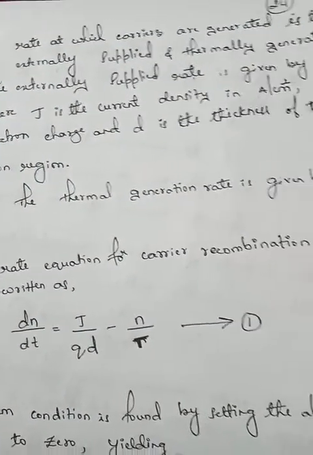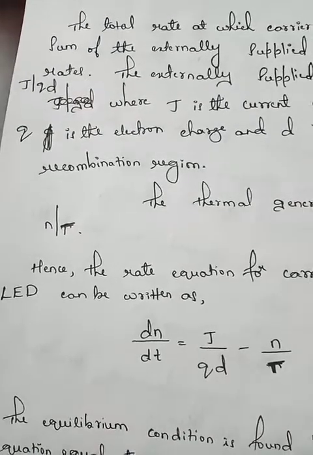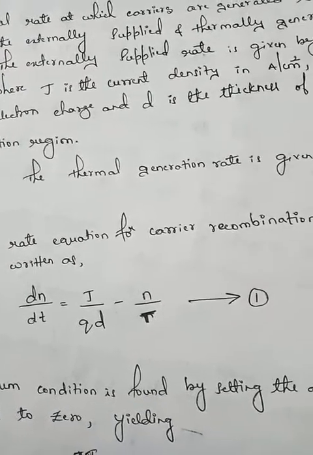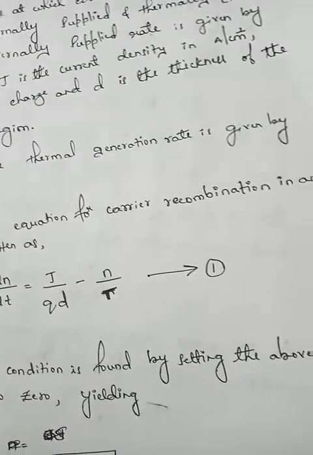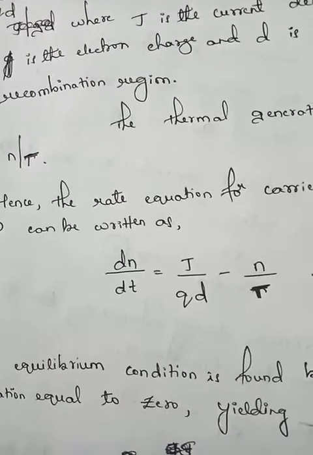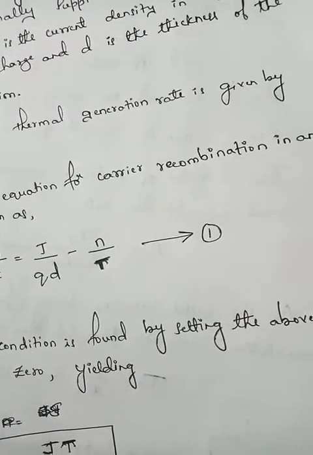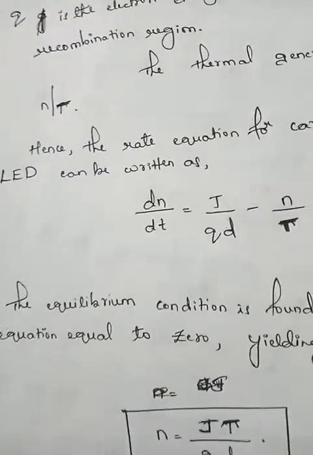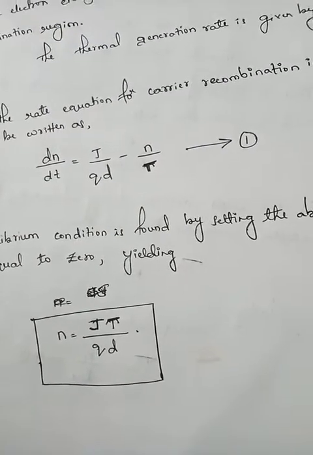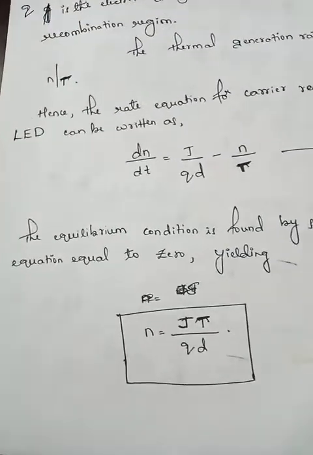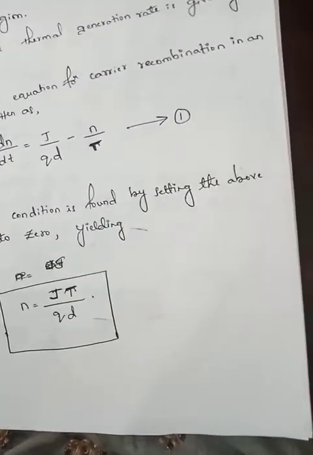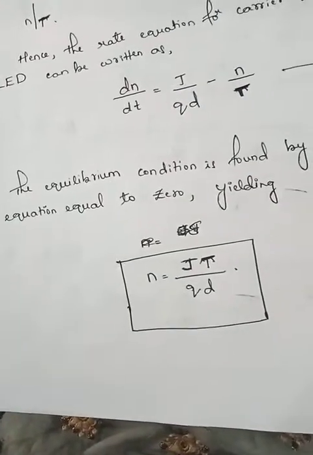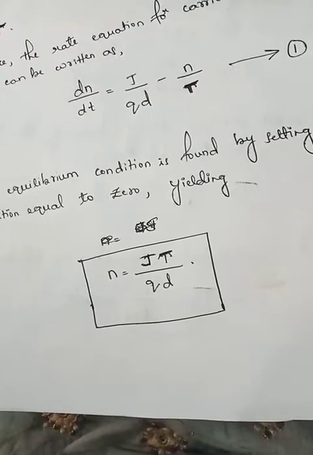The externally supplied rate is given by J by Qd, where J is the current density in amperes per centimeter square, Q is the electron charge, and d is the thickness of the recombination region. The thermal generation rate is given by N by T. Hence the rate equation for carrier recombination in an LED can be written as dN by dt is equal to J by Qd minus N by T. The equilibrium condition is found by setting the above equation equal to 0, yielding N is equal to Jt by Qd.